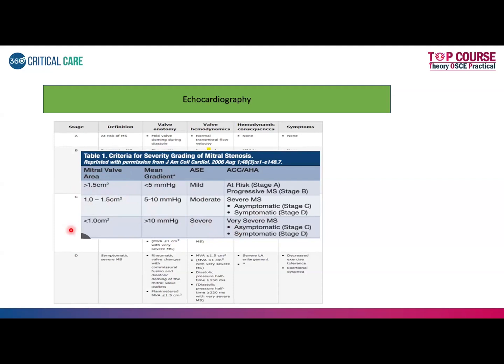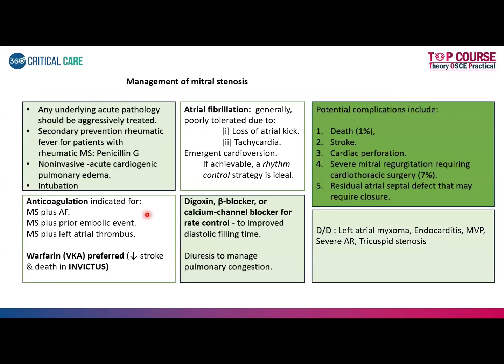Severe is when the valve area is less than 1 centimeter square with a mean gradient of more than 10 millimeter of mercury. And there is also something called critical mitral stenosis, where the valve area is less than 0.5 centimeter square. So, how do we manage mitral stenosis? Any underlying pathology which aggravates the condition has to be treated. Secondary prevention is important, like penicillin G.